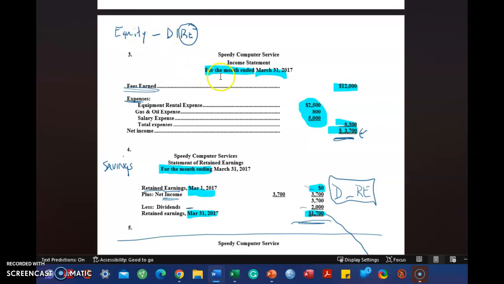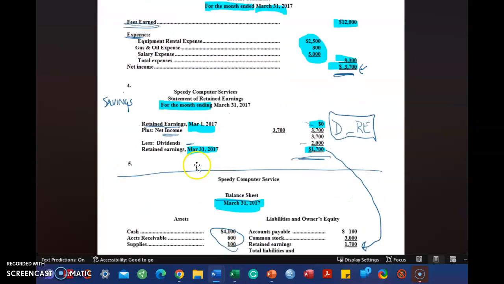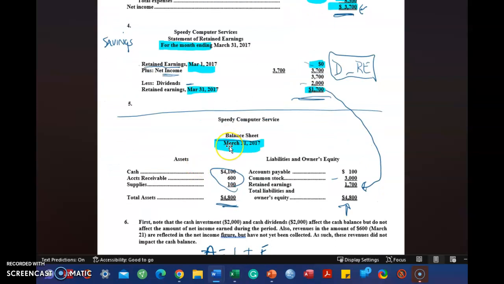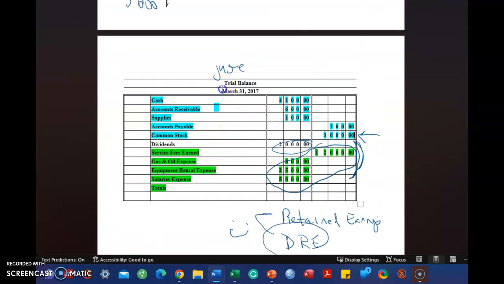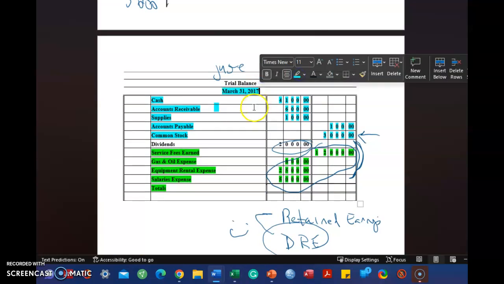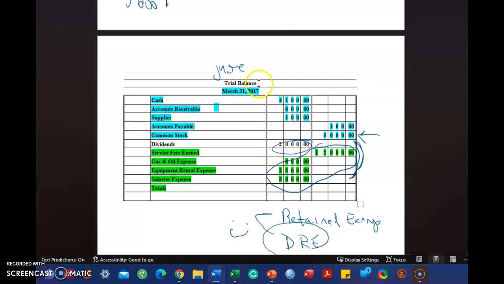So again, for the month ended, only do the date for balance sheets. If you want to get in the habit of doing for the month ended, great. But on the balance sheet, date, and it's a trial balance. We're staying consistent. If it says balance sheet, trial balance, doesn't matter. Date only. That's what it is. It's like pulling out your phone, taking a picture of your balances on that day, and that's what it is.